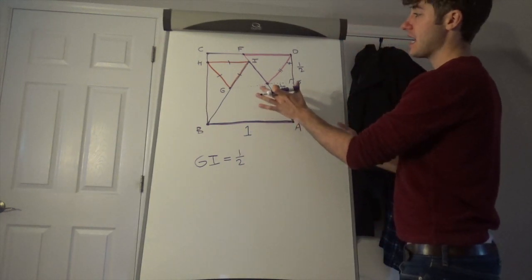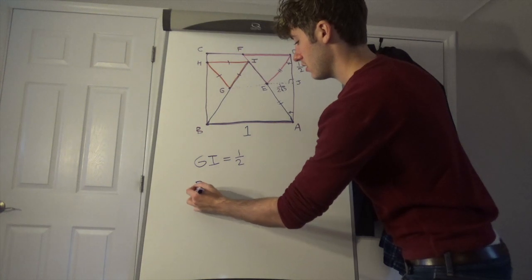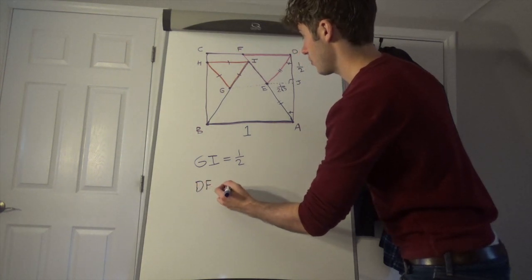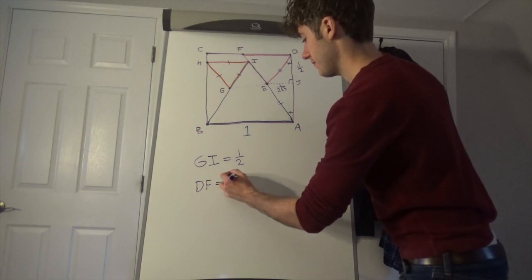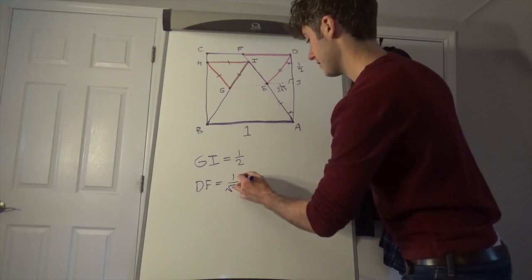So we know that the side length, DF, is 1 over the square root of 3. Also known as root 3 over 3.